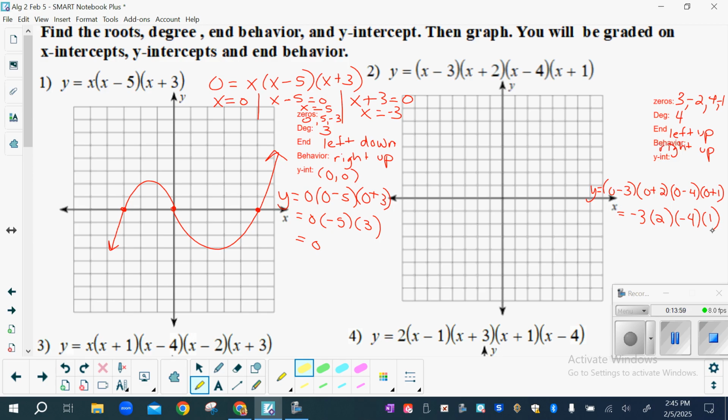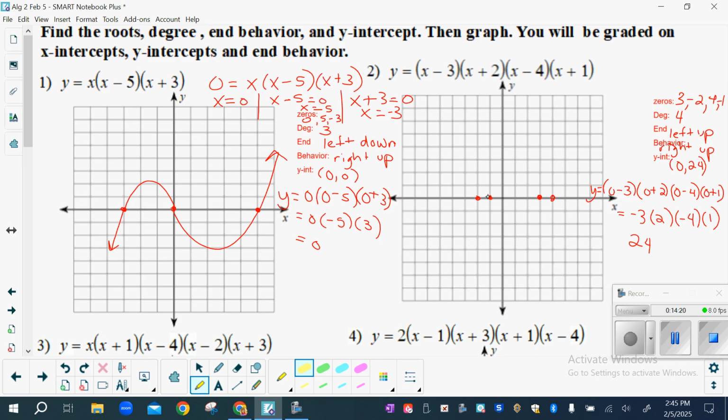That's right. So we get 24 here. So our y-intercept is (0, 24). So I'm going to graph my zeros: 1, 2, 3, -2, 4, and -1. My y-intercept is 24.